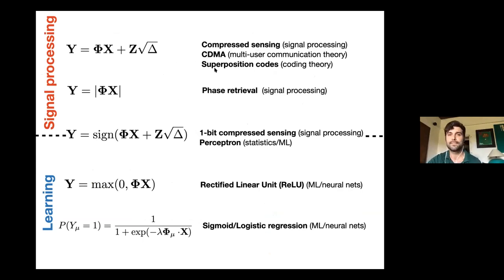Okay. So this generalized linear model includes many applications and special cases, such as compressive sensing that we already discussed, CDMA and superposition codes in communications, the so-called phase retrieval problem in signal processing. This perceptron with the sign function is also called one-bit compressive sensing in signal processing. You have the rectified linear unit, which is a very important nonlinearity that is used in deep neural networks. Or the classical sigmoid or logistic regression, which is a probabilistic model where the probability of the label is given by this logistic function where the weights appear here. And these are the data points, okay?